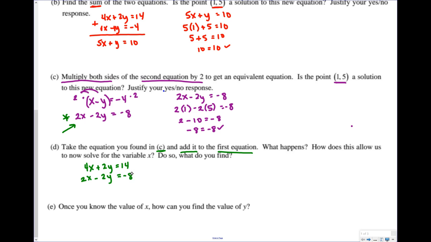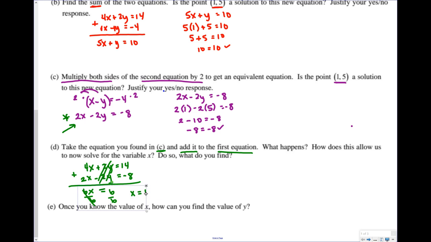What happens? Now something cool is going to happen here when we add these together. With my plus sign here, 4x plus 2x is 6x. Now here's where the cool thing happens. What's 2 plus negative 2? It's 0. So these are eliminated, right? They're gone. We don't actually have a y anymore, and now we add 14 and negative 8 to get a 6. And now that we have 6x equals 6, what can we do? We can solve it. Divide both sides by 6, and you get x equals 1.